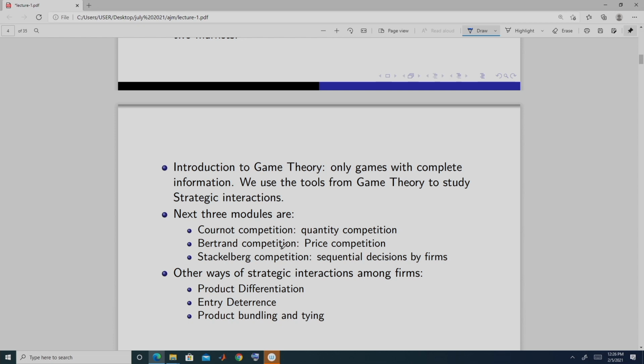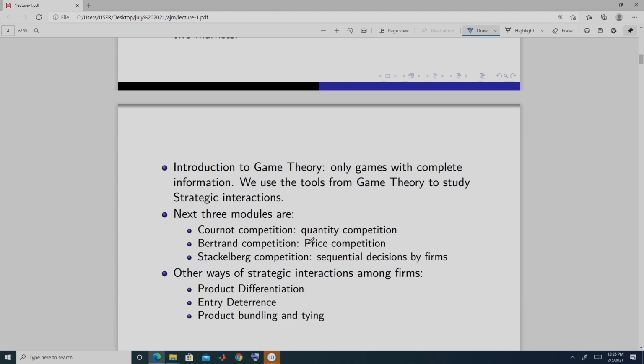Okay? And here firms mainly decide on the output, and the market price is given from the market demand curve, where each quantity is already given. Next form that we are going to study is Bertrand competition.